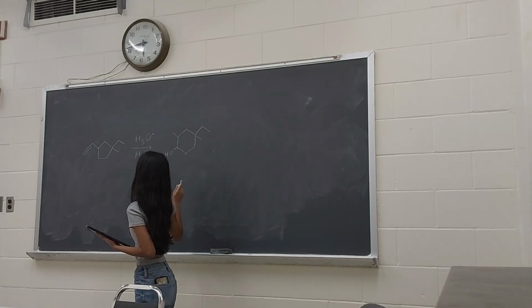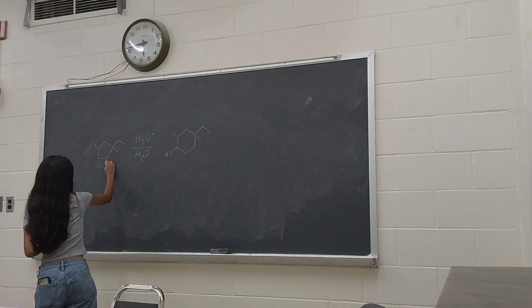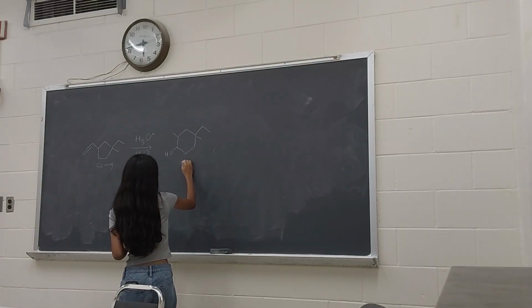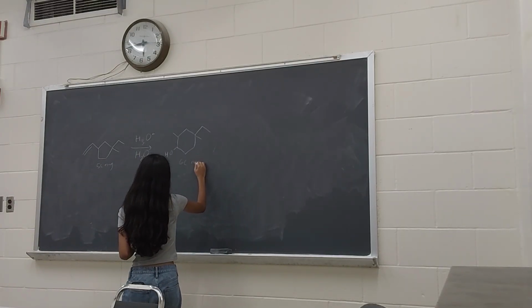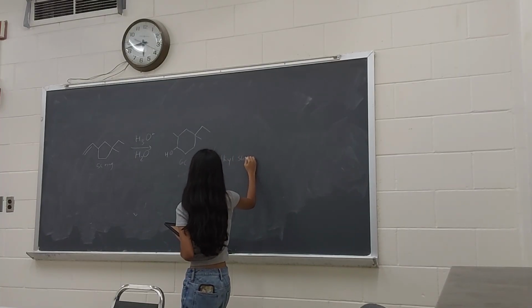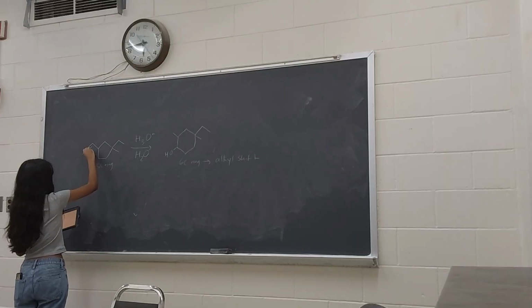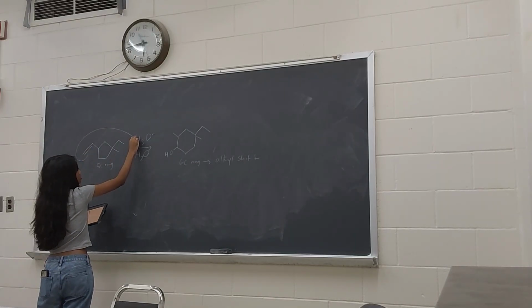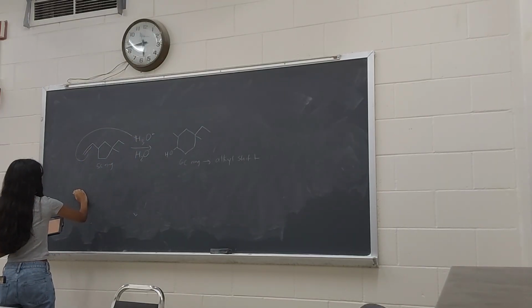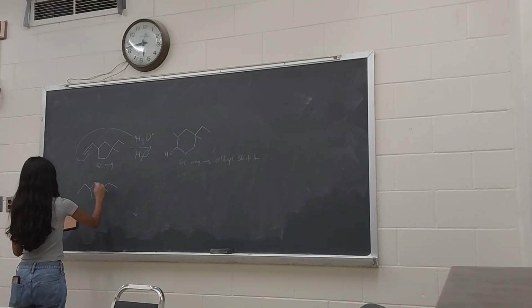Okay, for this one, what do we notice? We have a 5-carbon ring that turns into a 6-carbon ring, right? So that indicates we'll have to do an alkyl shift. So I'm gonna protonate the double bond, which gives a carbocation.